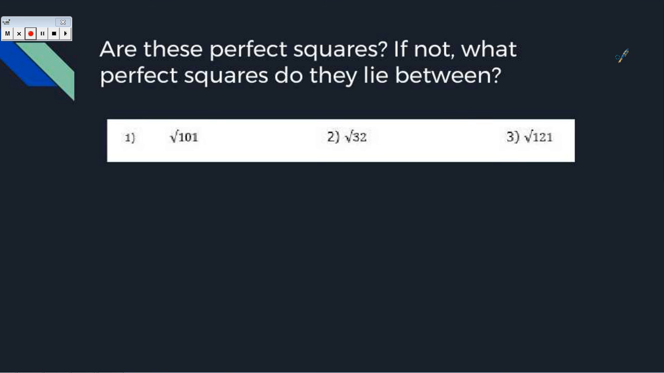Moving on to the next section. It asks, are these perfect squares? If not, which perfect squares do they lie between? Take a minute and decide if any of these are perfect squares.